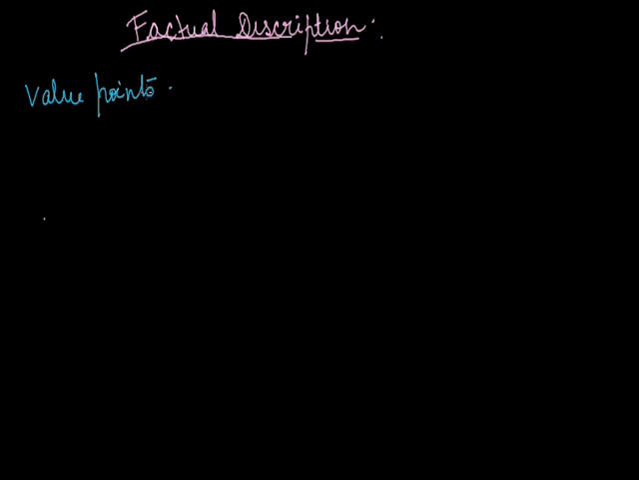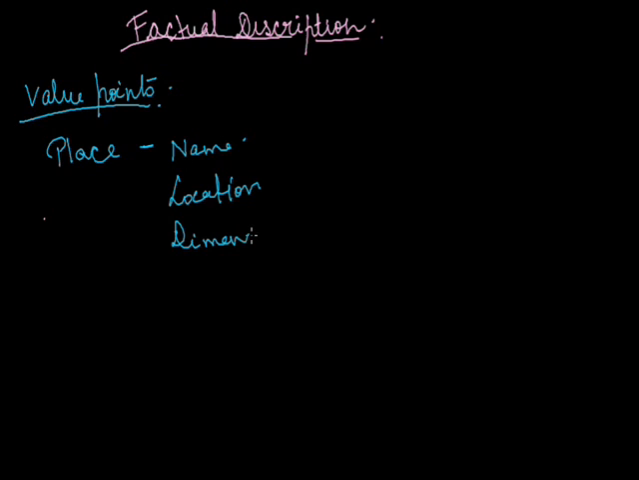Value points. For example, if you are giving a factual description about a place, what are the things you need to give? You need to give the name. You need to give the location, in a sense like in the middle, at the top or the bottom, in the front, behind, beyond, in the north, etc. Next, you need to write the dimension, shape, color, stories, design, materials, etc.